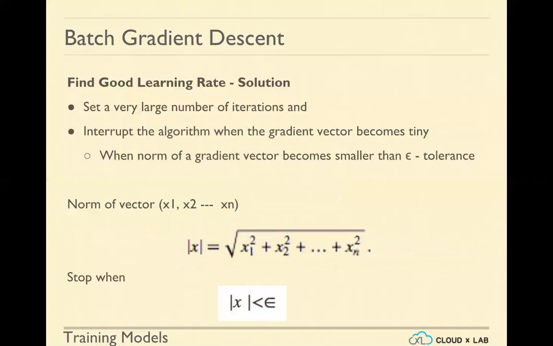So basically, to find a good learning curve, we could use this technique. We stop the moment we reach some tolerance. Remember that we can choose a good enough tolerance. If we choose the tolerance really small, the number of iterations are going to be really high. So keep this in mind.